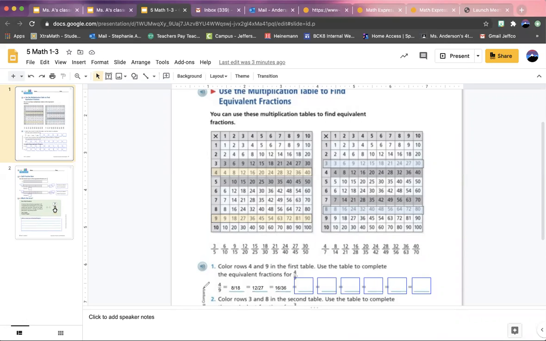So what we're trying to show you here is the relationship: whenever you multiply the numerator and the denominator by the same number, it's still an equivalent fraction. Those pieces are just getting smaller.